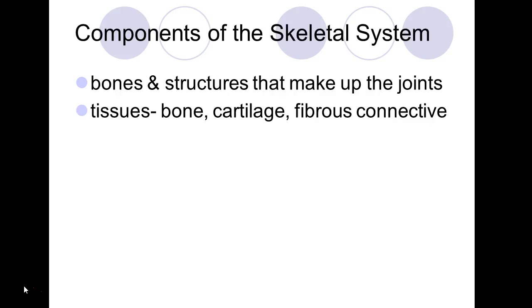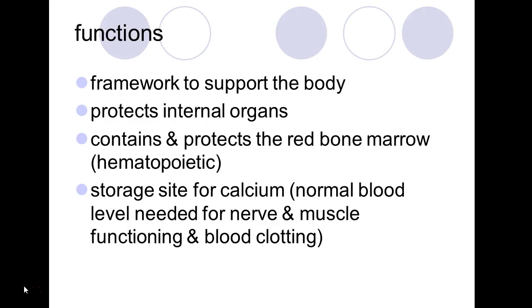The skeletal system is composed of bones and the structures that make up the joints. So the tissues are bone, cartilage, and fibrous connective tissue. If you recall, these are all connective tissues. The main functions of the skeletal system are to make a framework to support the body. We'd be a heap of stuff on the floor if our bones didn't give us shape. It also protects internal organs like our rib cage and our hip bone.